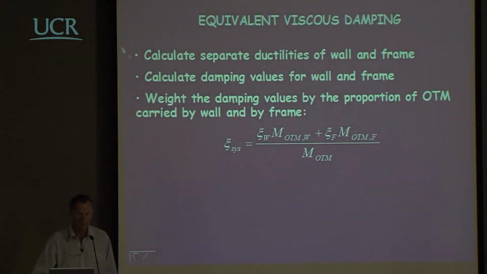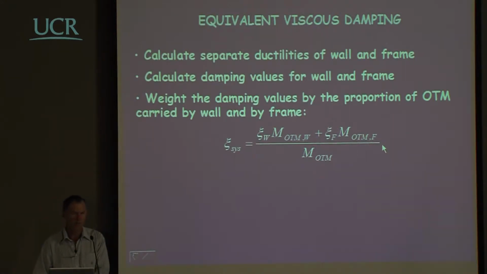Equivalent viscous damping, well, we calculate separate ductilities for the walls and the frames, and particularly if they are parallel elements rather than elements that are joined together, we can calculate what the yield displacement of the frame are, and then from the displacement patterns of the walls, which are imposed essentially on the frame, we can determine the ductility demand of both the walls and the frames. We then calculate the damping values for the walls and the frames separately, and weight the damping values by the proportion of the overturning moment carried by the walls and the frames, just using the usual sort of expression here.